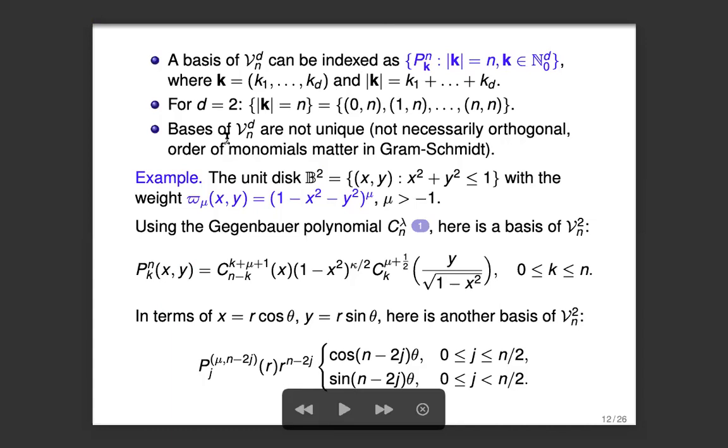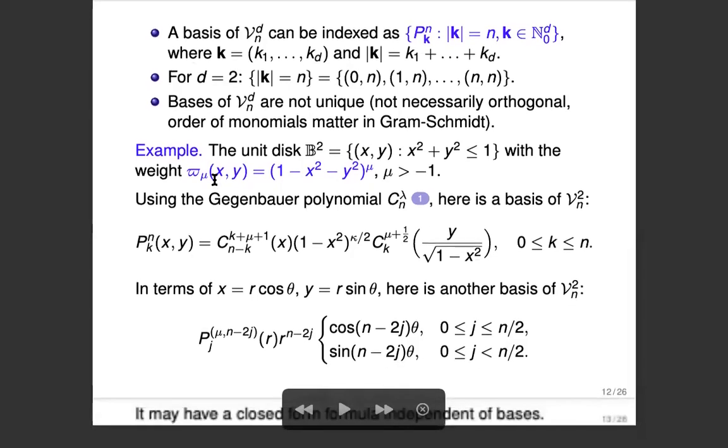In this case, because V_n^d is not unique, the basis is not necessarily unique. You can have many, many different bases. And the order of monomials matters. How you take Gram-Schmidt, what order you take, you will get a different basis.